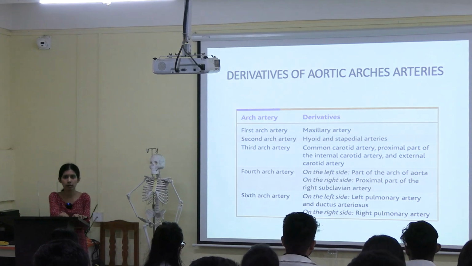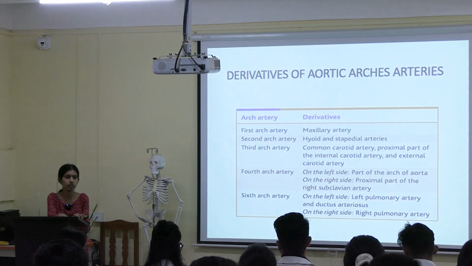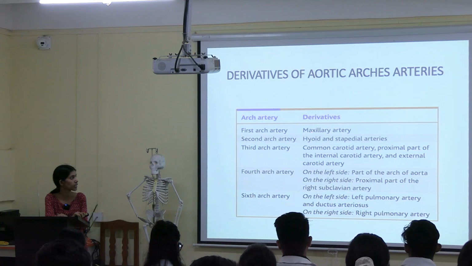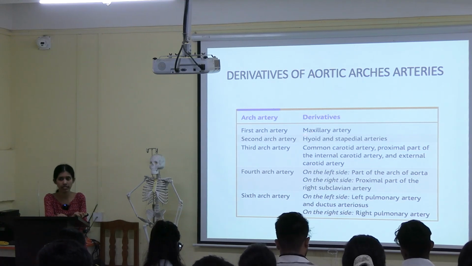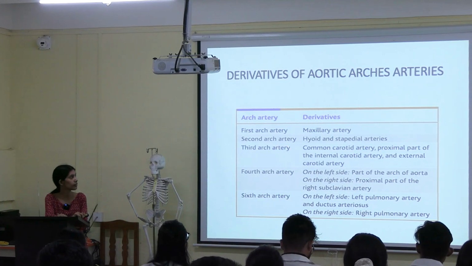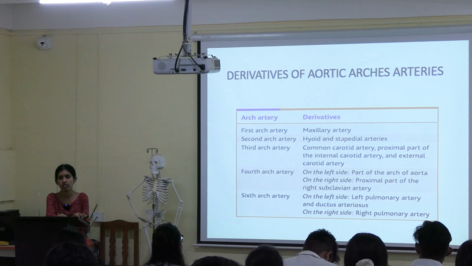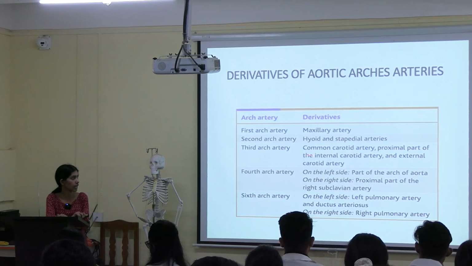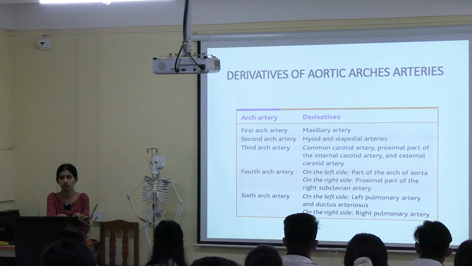This is the table representation of all the derivatives that I have discussed now. From the remnant of the first arch artery, we have a derivative, that is maxillary artery. From the remnant of second arch artery, we have a derivative, that is hyoid and stapedial artery, which we can see in the fetal life. Third, fourth, sixth I have discussed just now.